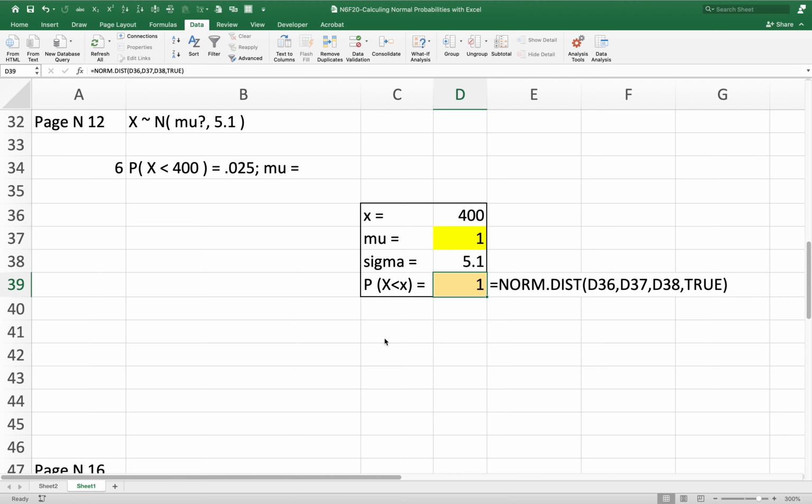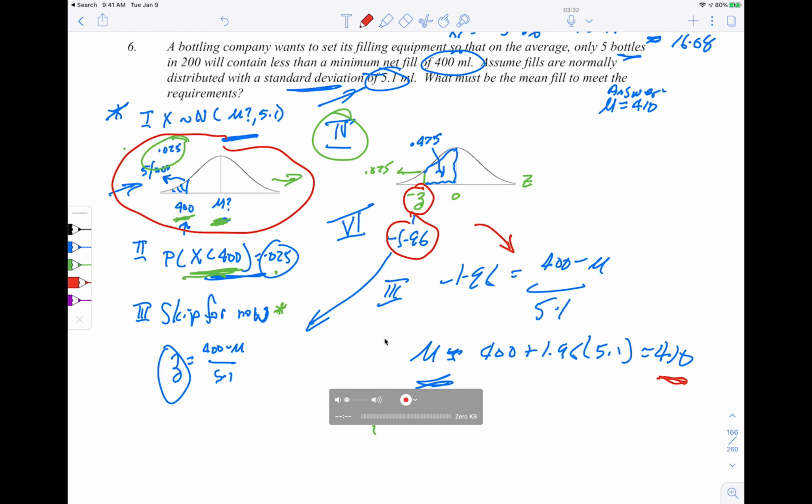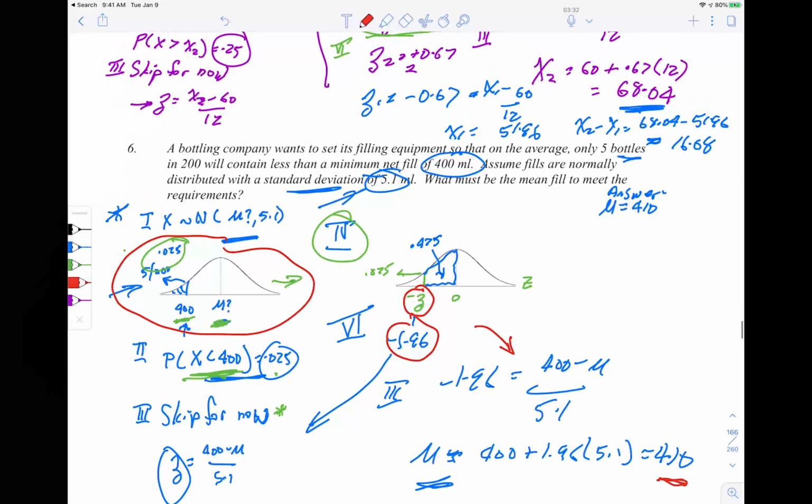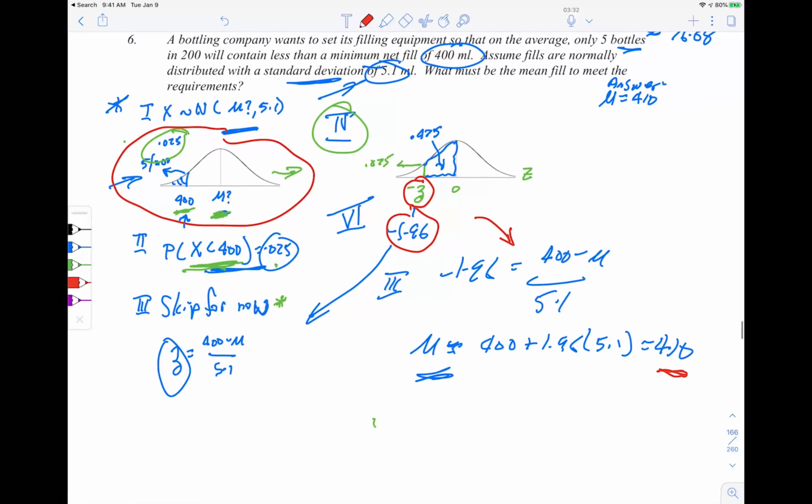But what happens if one of the parameters, either mu or sigma, is what we're looking for? This is what we had in this problem here. This is on page N12, number 6. And this is the bottling company problem. So let's take a look at how this works.